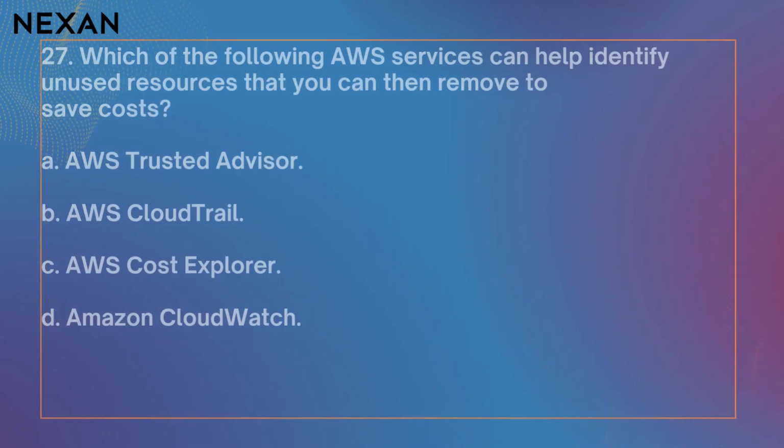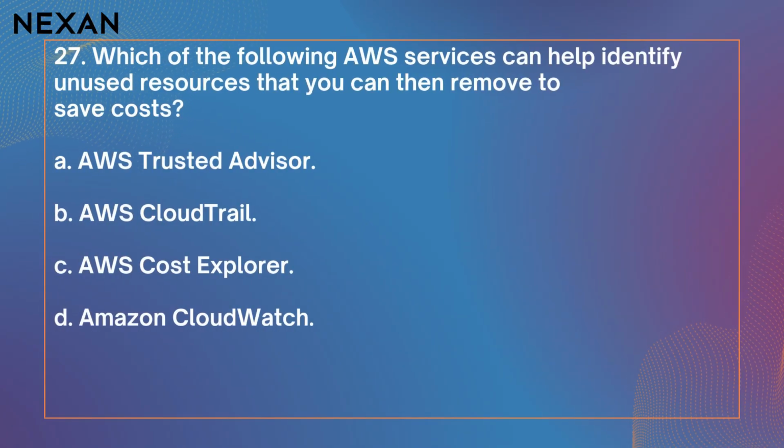27. Which of the following AWS services can help identify unused resources that you can then remove to save costs? A. AWS Trusted Advisor. B. AWS CloudTrail. C. AWS Cost Explorer. D. Amazon CloudWatch. Answer: A. AWS Trusted Advisor.